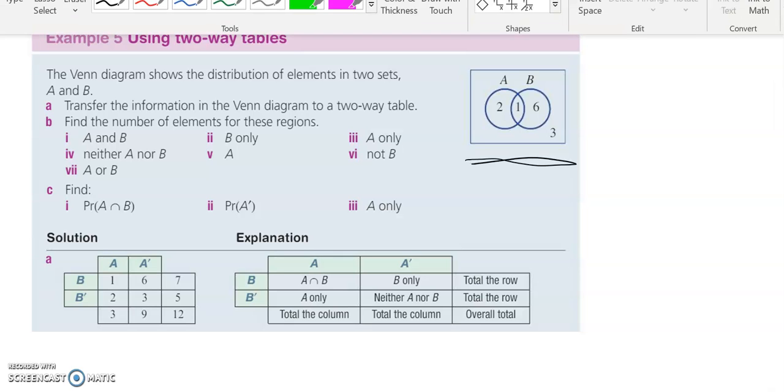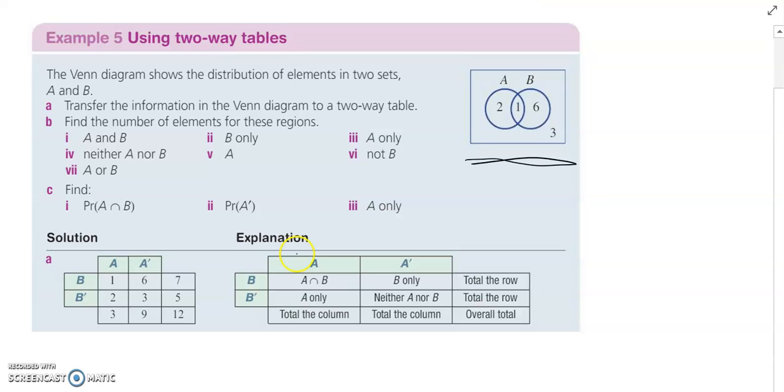So I'll just bring up my red pen. When we're filling out our two-way table, we put element A up the top, and we've got A and everything except A, and then down the side we have B and everything except B. For this we have A and B, the intersection of A and B, and our 1 would go here.